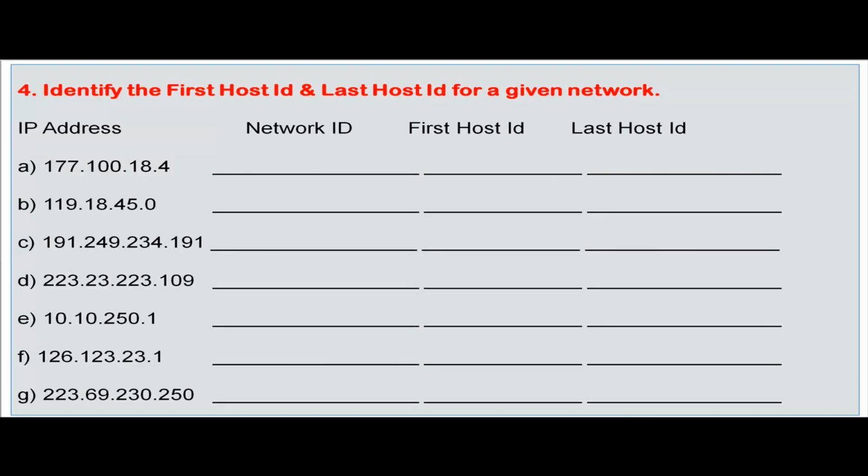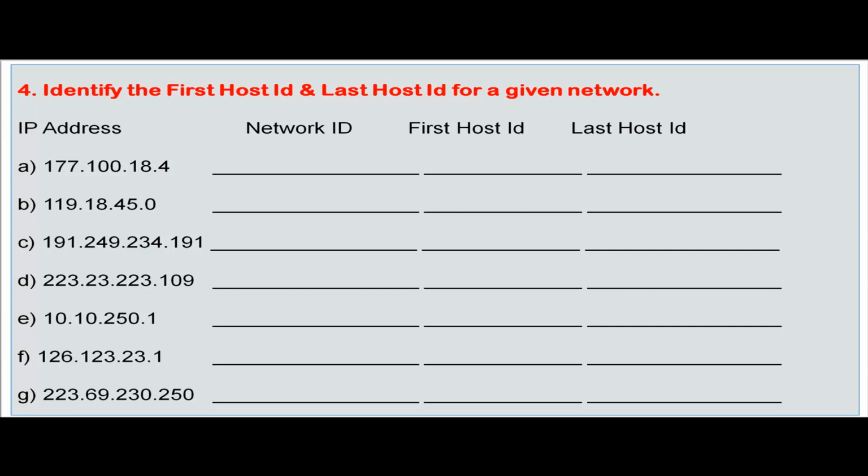The fourth problem in lab number 1 is to identify the first host ID and the last host ID for a given network. They can give an IP address or they can give a network, and they will ask you to identify the network ID, first host ID and the last host ID. Now let me solve the problem.